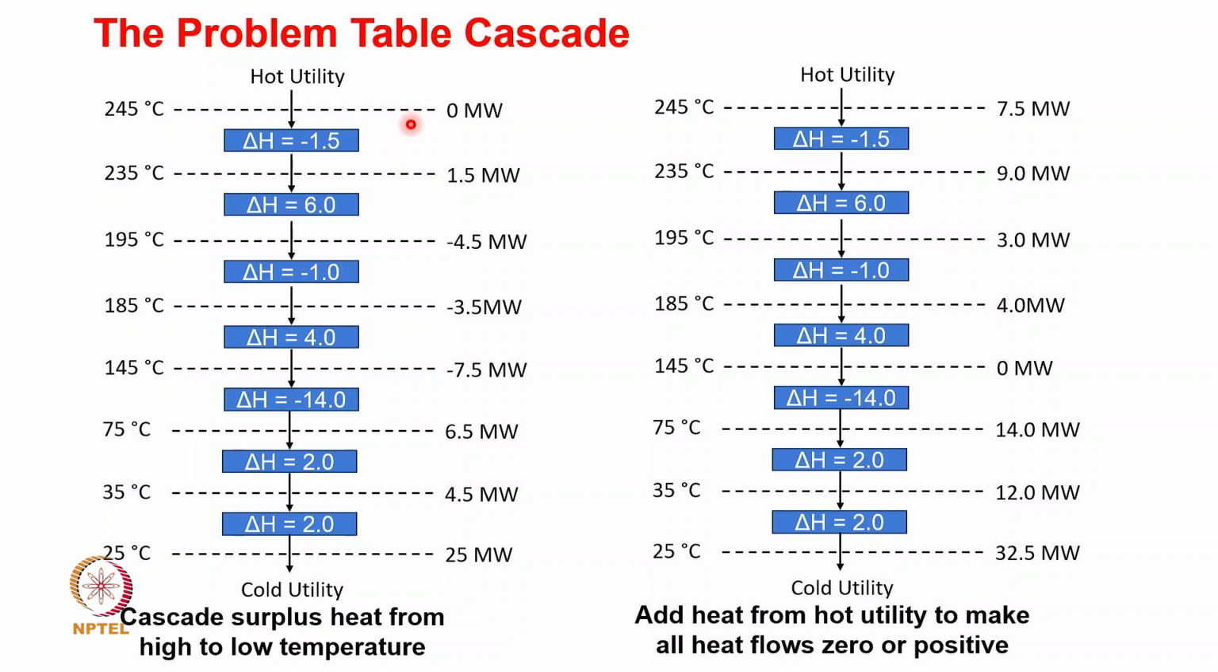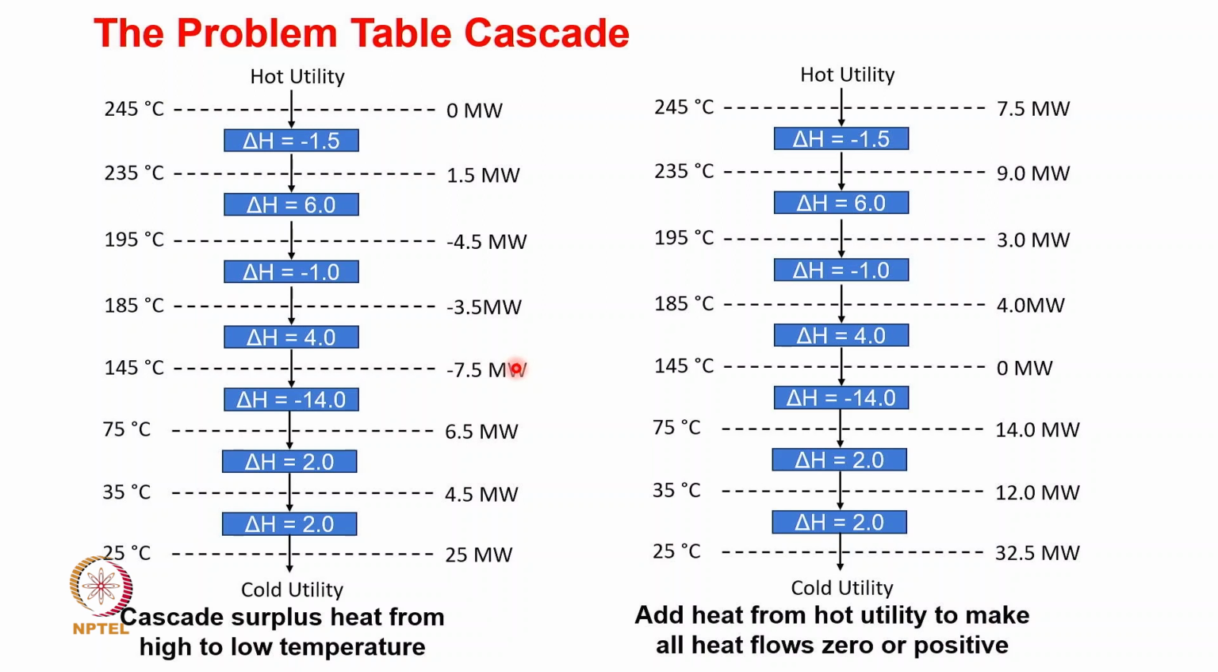So now let's start transferring the heat. Okay. So 0 minus 1.5 becomes the requirement here of minus 1.5. Minus 1.5 plus 6 becomes 4.5, and when you keep on doing all of this, eventually this would be the number that you are going to get. And you may see that the maximum utility that you might require here is minus 7.5.